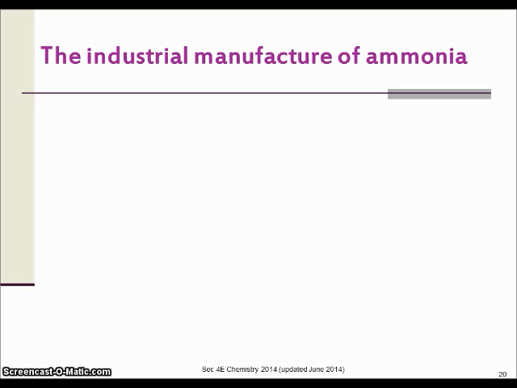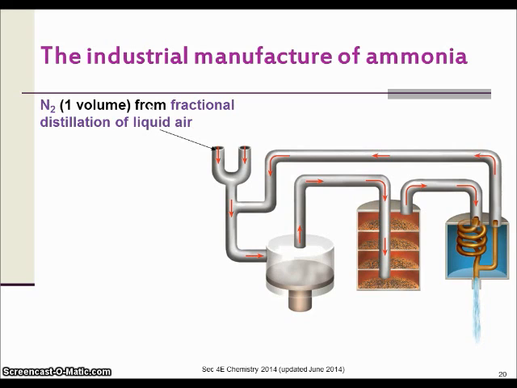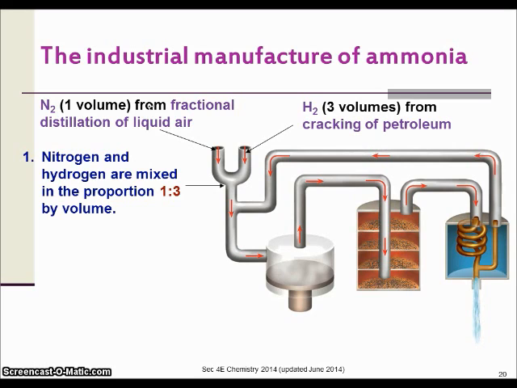This slide shows you the overview of the industrial manufacture of ammonia in a factory. Firstly, you have your nitrogen, 1 volume, from your fractional distillation of liquid air. You have your hydrogen, 3 volumes, from cracking of your petroleum. Your nitrogen and your hydrogen are mixed in a proportion of 1:3 by volume. This is reflected in your chemical equation between the reaction between your nitrogen as well as your hydrogen to form your ammonia.